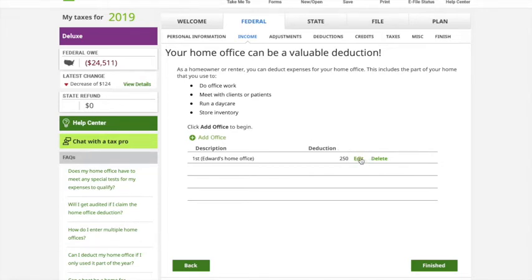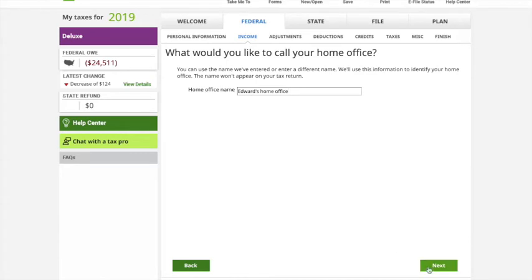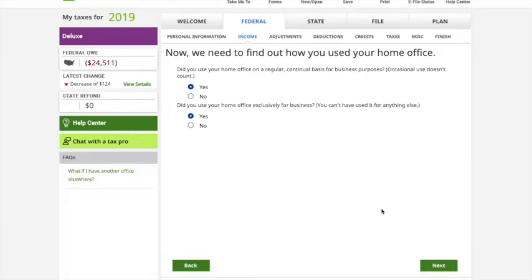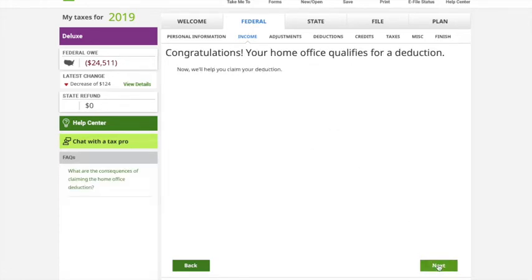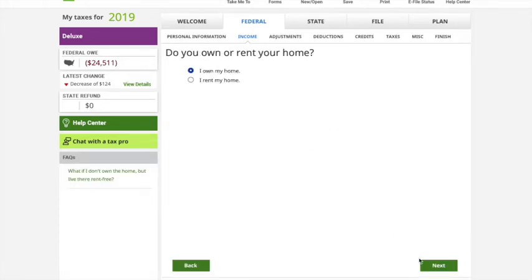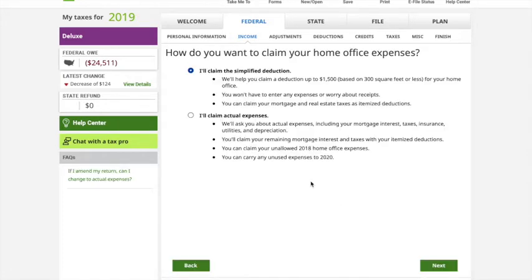And what you're going to do here is just specify your home office. And of course, you have to really be diligent about this and make sure you actually have a home office. If you don't have a home office or you don't spend a lot of time on paperwork, then you may want to skip this. But we're going to say yes for this purpose. Now we're not running daycare. Say no to that. Okay, so let's say you own your home.